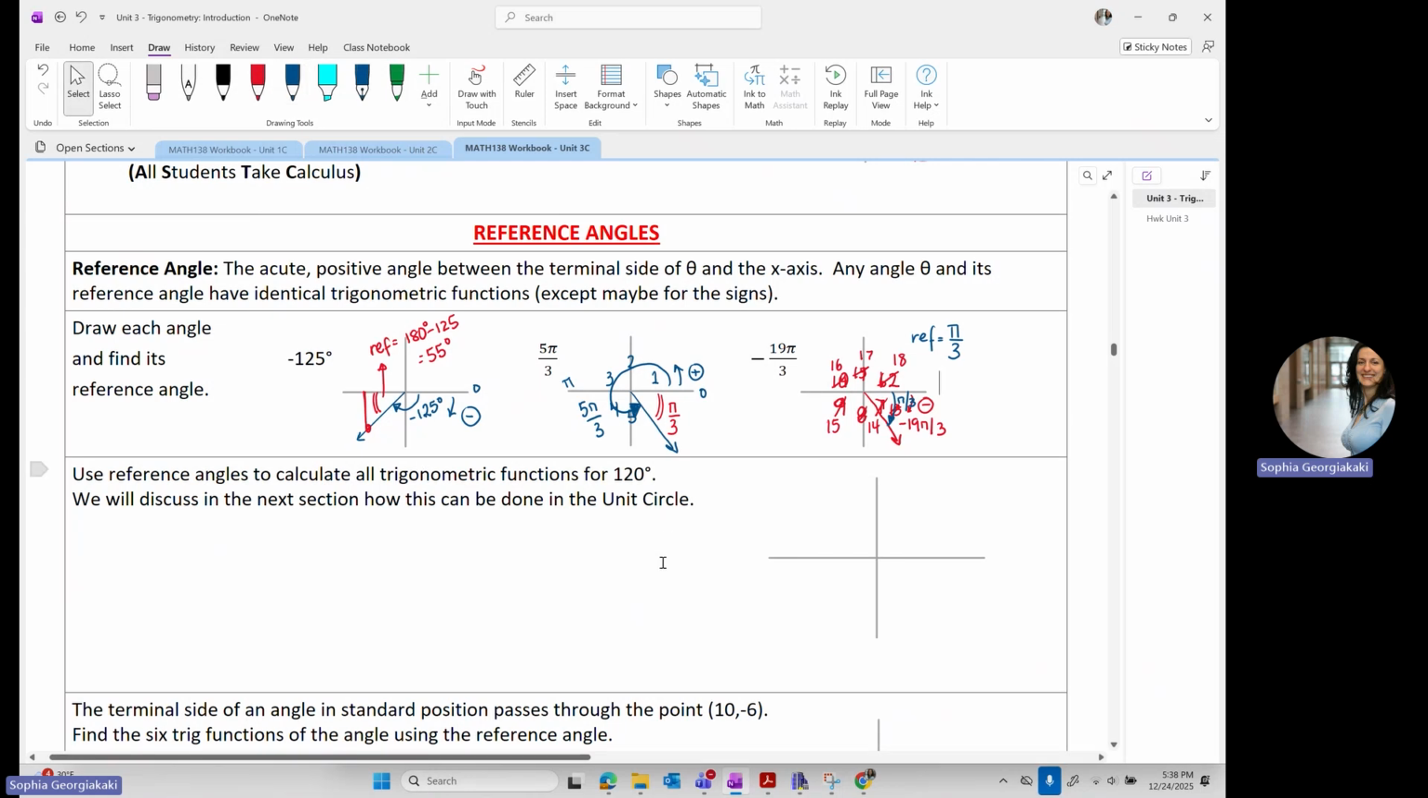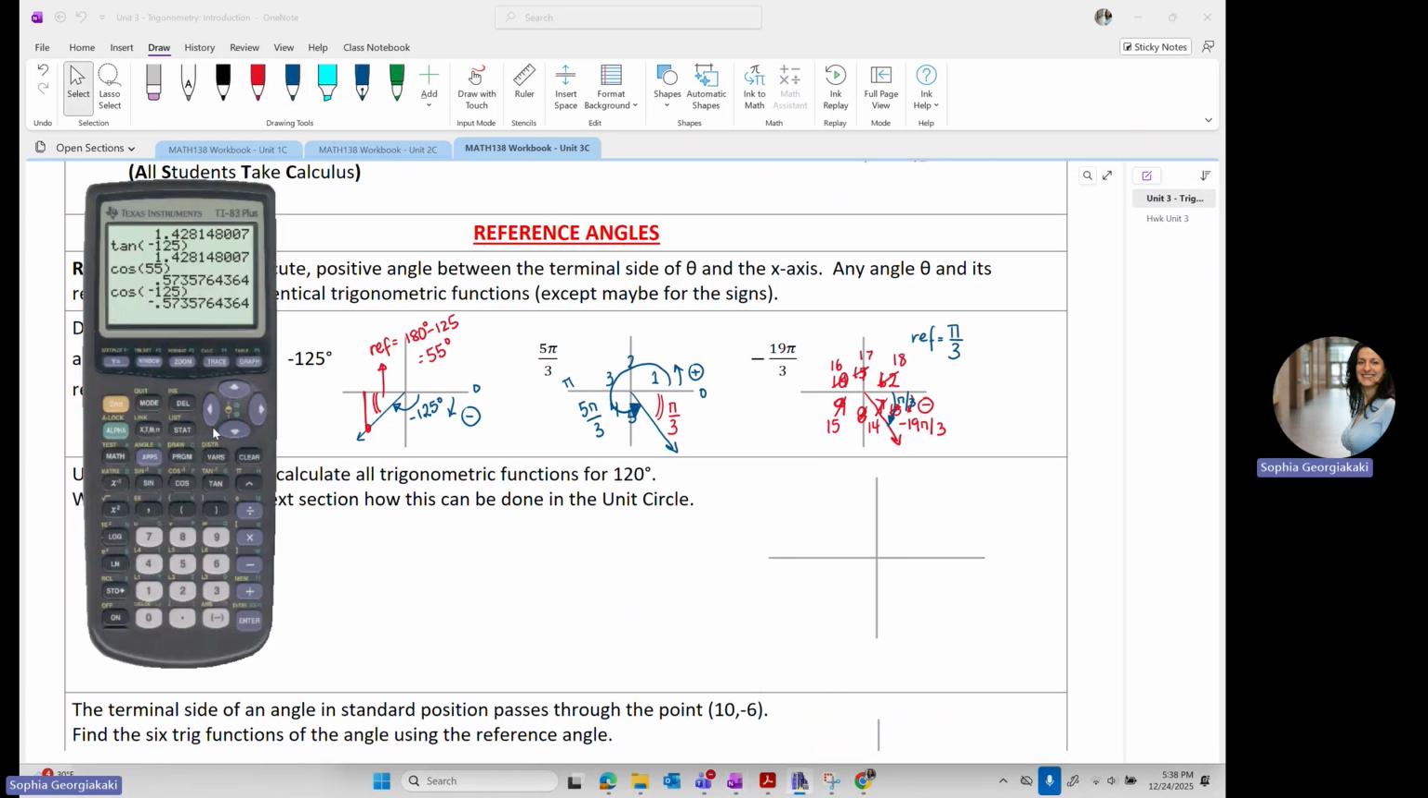To do an example again, just to see how we can use our calculator, if I do the tangent of, let's say, 180, that's pi, divided by 3, I will find this value that's equal to the square root of 3. But if I do the tangent of negative 19 times pi, which is 180 degrees, divided by 3, then that will be the same value but negative.